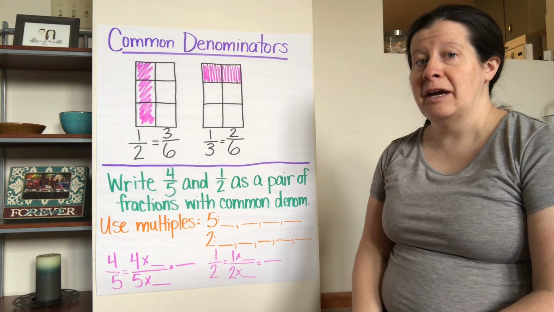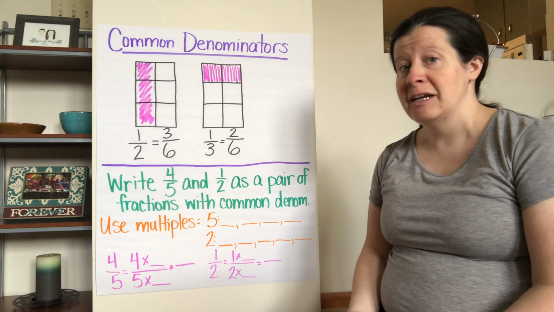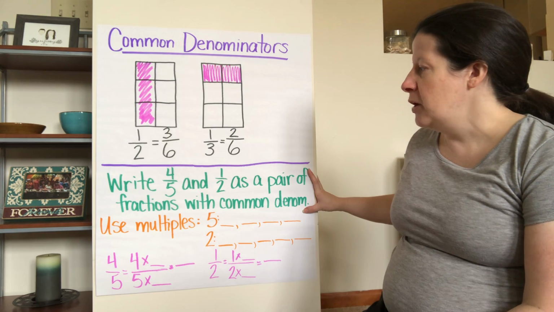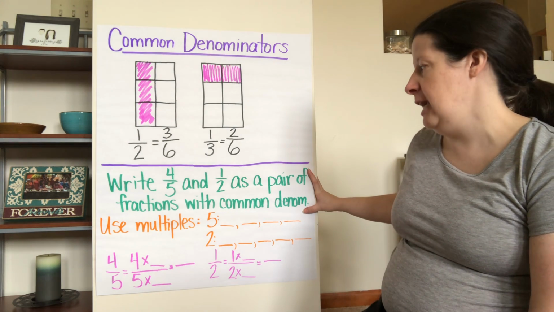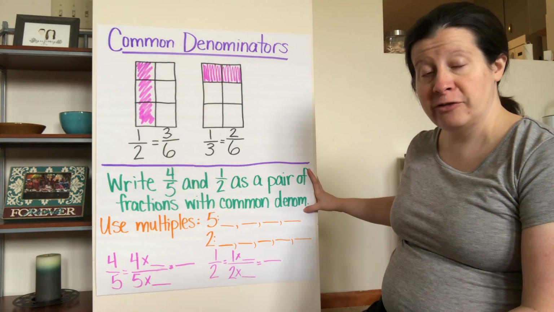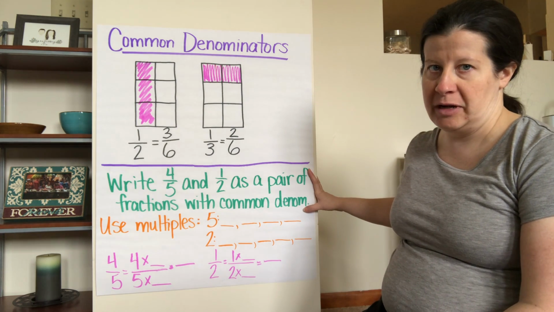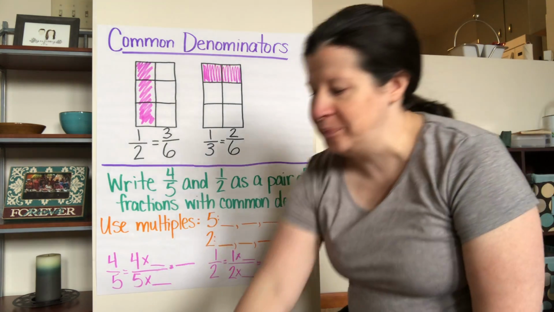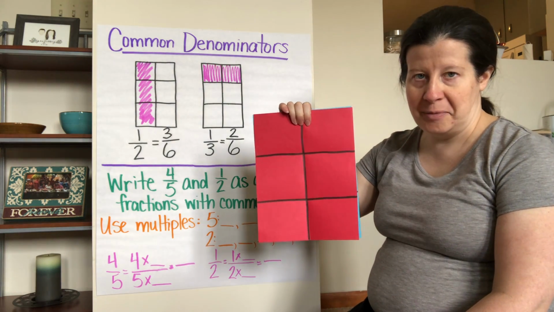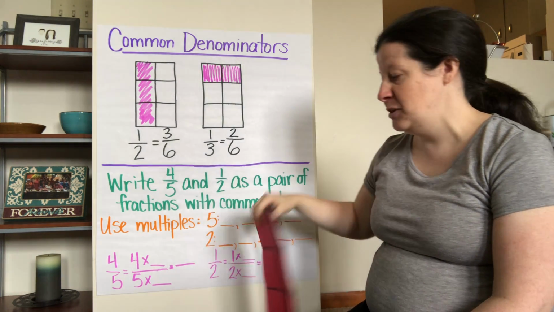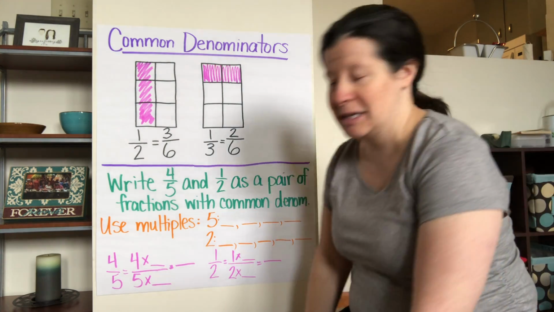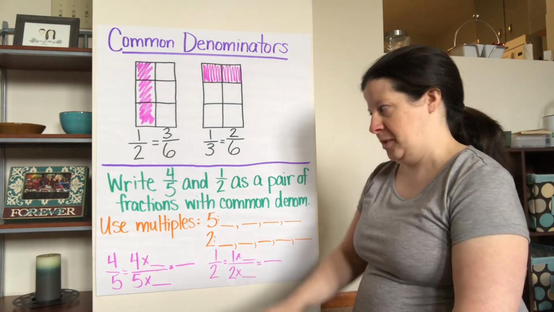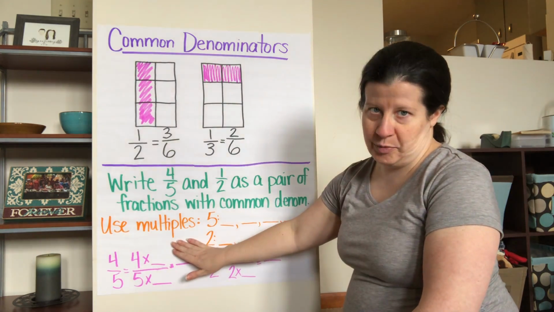Okay, now we're going to look at a problem that we need to find the common denominators for. So if you look here, the green words, we're asked to write 4/5 and 1/2 as a pair of fractions with common denominators. So, like I always tell you, we may not always be able to draw a picture or get pieces of paper and draw our paper into the number of equal pieces that it needs to be drawn into. So an easier way that we can find common denominators is to use multiples.